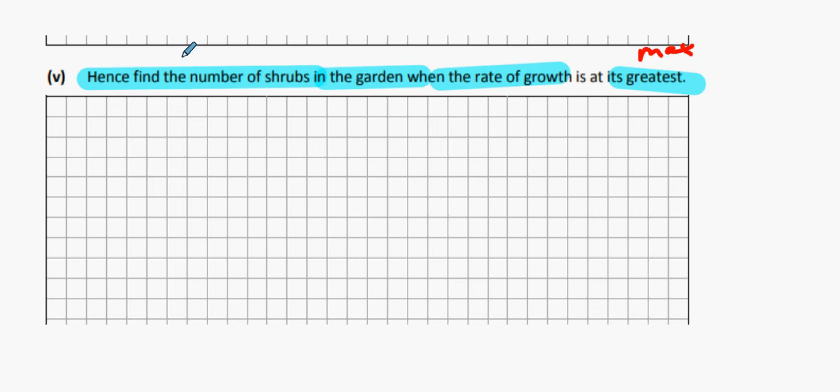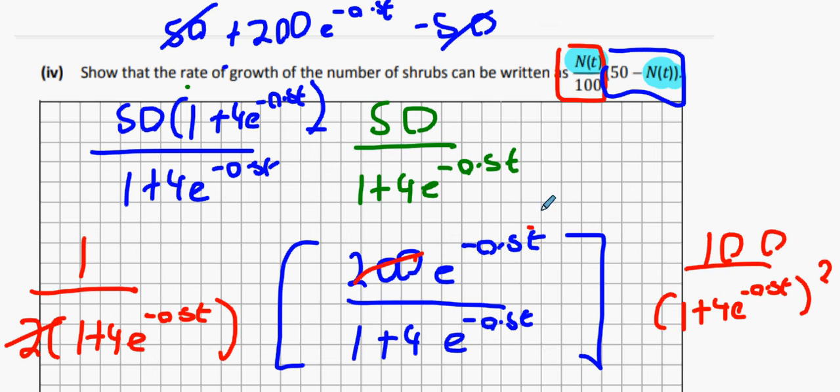Alright? Or the equation in part 4. Is this the equation in part 4? Sorry guys, does everybody see, no, I'm on the wrong question. Oh yeah, that's the back. That makes sense.